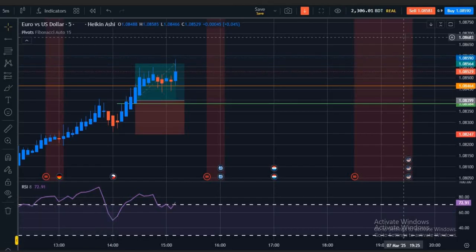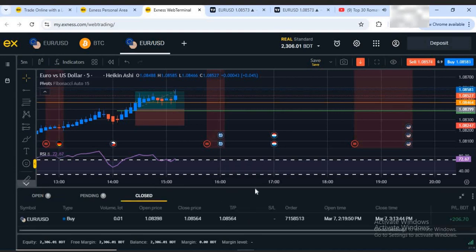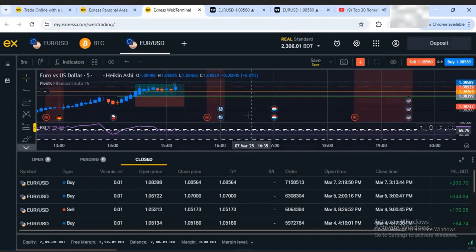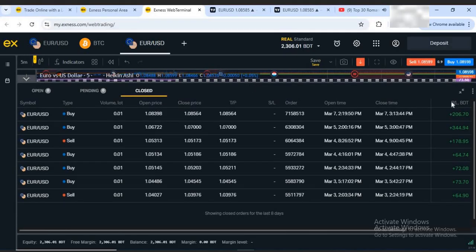Finally, I have hit my target. As you saw at the beginning of the video, my balance after my last trading day was 2099.31 BDT. Now my balance stands at 2306.01 BDT. That means today's profit is 206.70 BDT, which is a 9.84% gain.